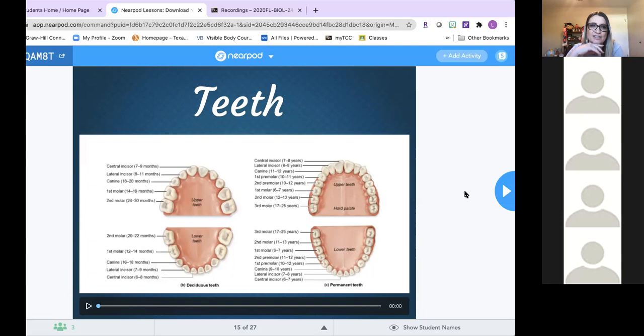Everybody is different. I could see that on my 2 kids. My first one got her first tooth exactly as she turned 6 months, like textbook, right? The little bottom one, the central incisor. My second one didn't get her first tooth until she was almost 9 months. And they also started losing them at different times as well. So these are just averages.